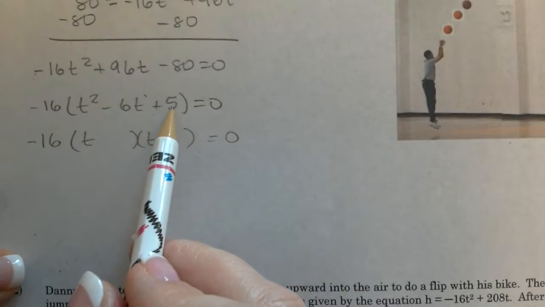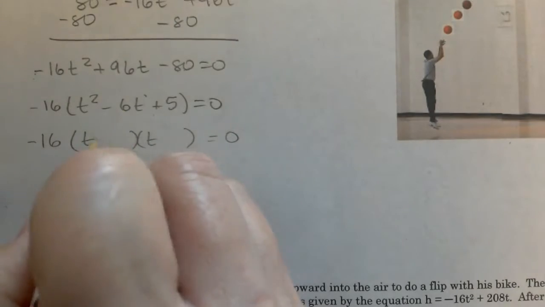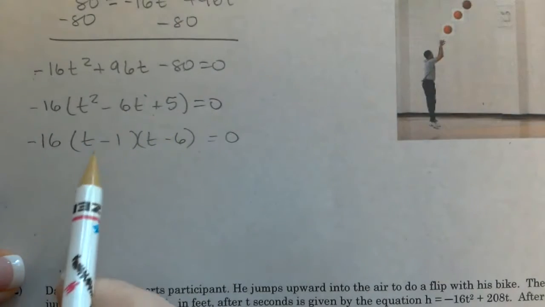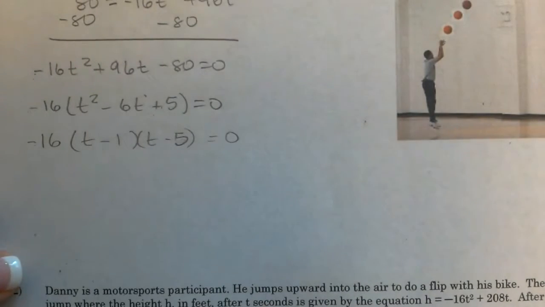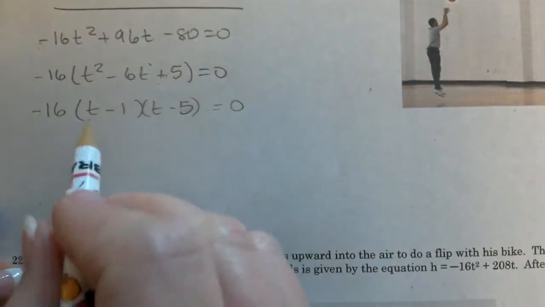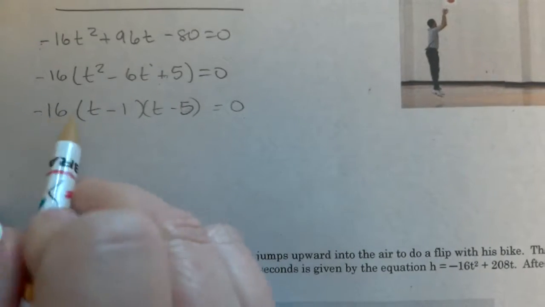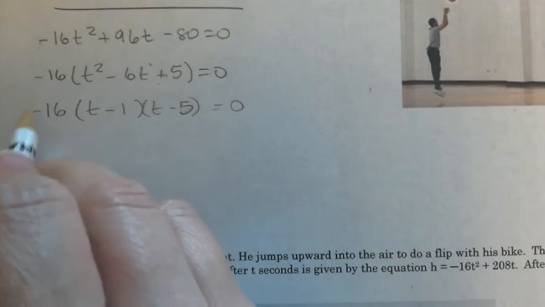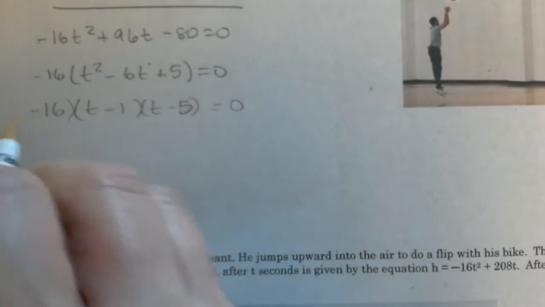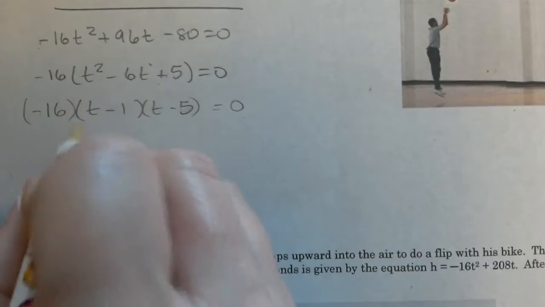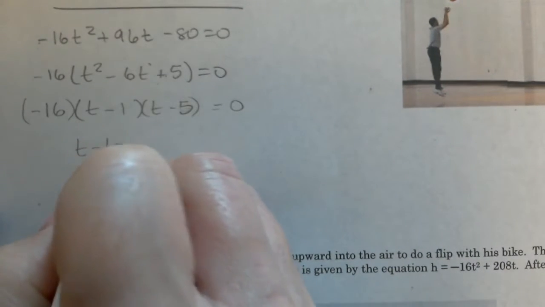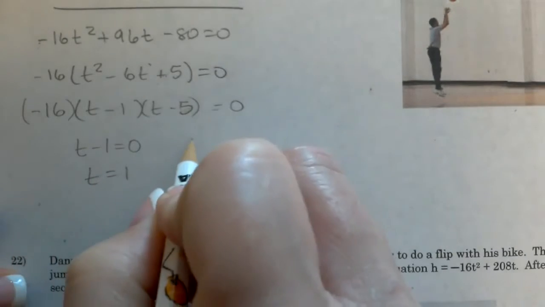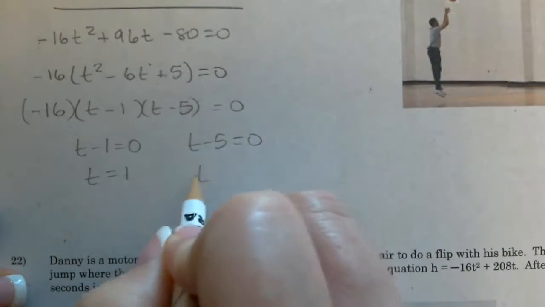Okay, now we're going to factor the middle portion. So what times what will give me a positive 5, but when you add it together, you get a negative 6? And so negative 1 times negative 5 is a positive 5, but when you add them together, you get negative 6. Okay, so now because of the zero product principle, you're going to set everything equal to 0. Well, negative 16 is clearly not equal to 0, so it can't ever be equal to 0, so we'll have to use one or both of the other two. So t minus 1 is 0, so t can be 1, and then t minus 5 is 0, so t can be 5.